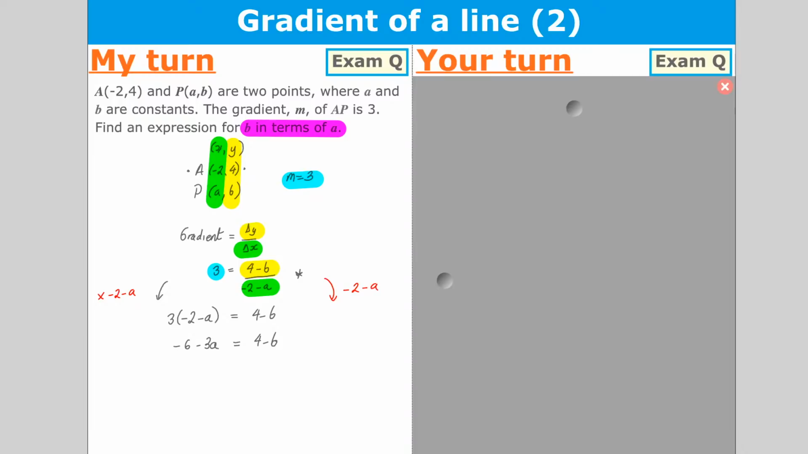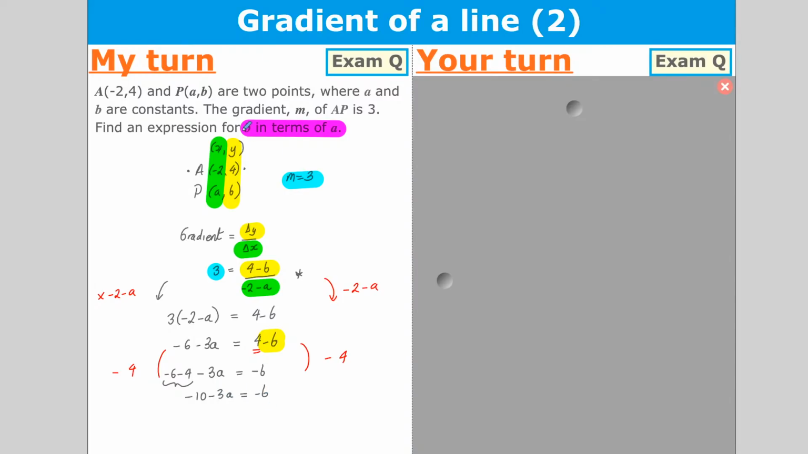I'm going to take away 4 from both sides to get rid of this +4. So when I do that, I will get -6, take off another 4, subtract 3A is equal to, and this is where people go wrong, not B, but -B. That negative is still floating around causing us problems. Tidying this up, -6 subtract 4 is -10. So -10 subtract 3A is equal to -B.